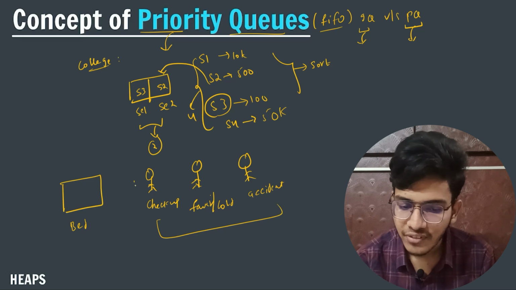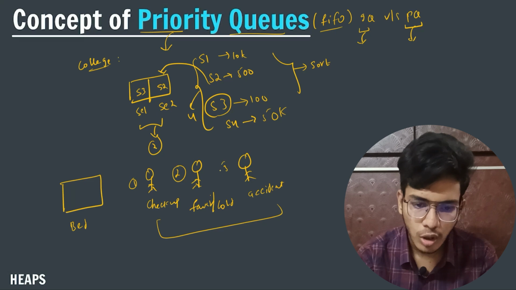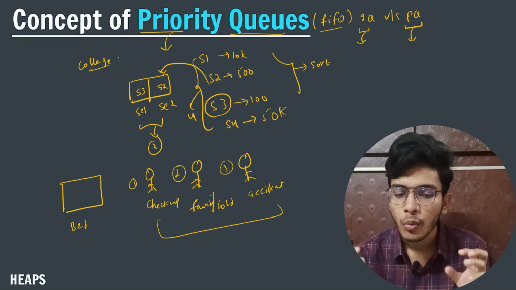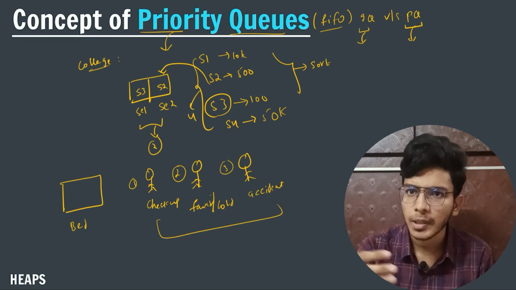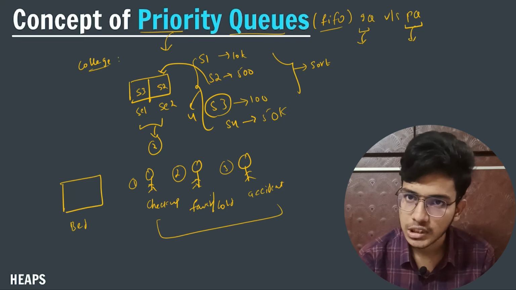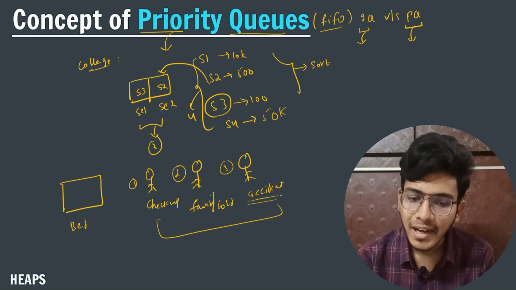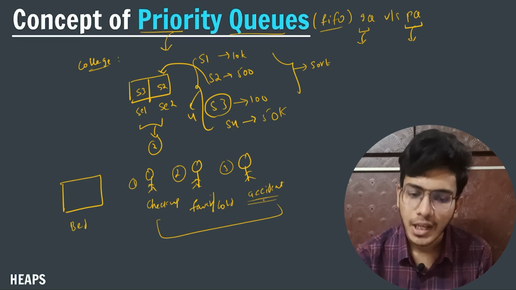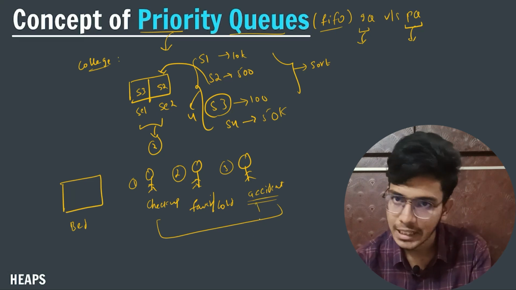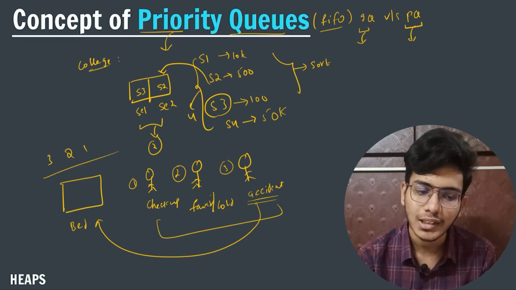So in this, the first patient is there for a checkup, the second patient has some cold or fever, and the third patient has some serious injuries. Now the question is, which patient should you take first, irrespective of who came first or who came last? You will take the patient first based on their emergency. If the patient is in an emergency condition, then you will take him first. So I will take the third patient first, then the second patient, then the first patient.